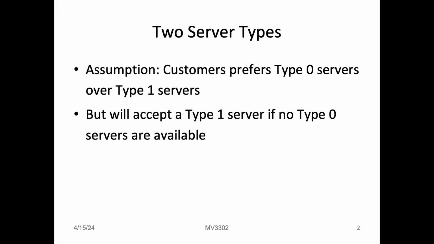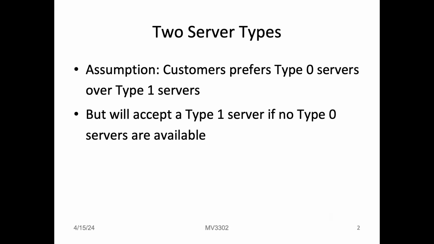And so the assumption is going to be that if I'm a customer, I want one of these type 0 servers to be processing me. But if they're all busy, I'm not just going to sit around twiddling my thumbs waiting for them. I'm going to get service from the other ones that are available. And that's what was happening in the machine shop as well.